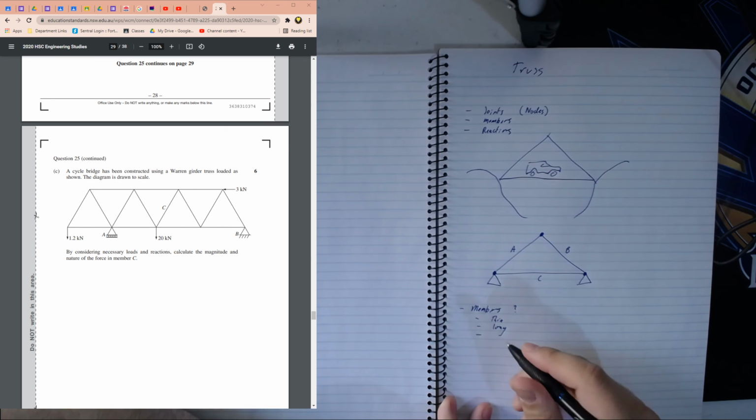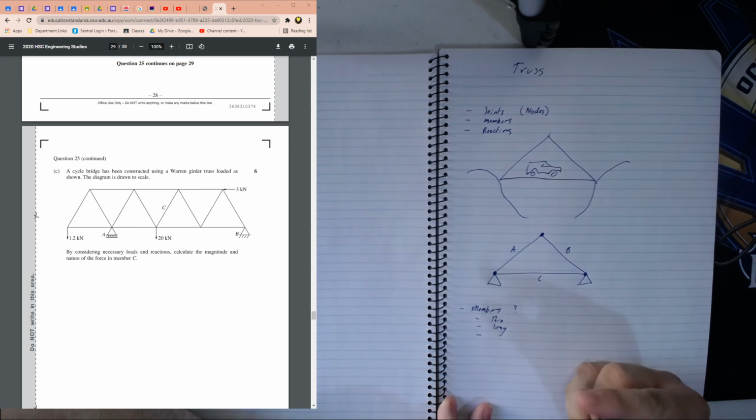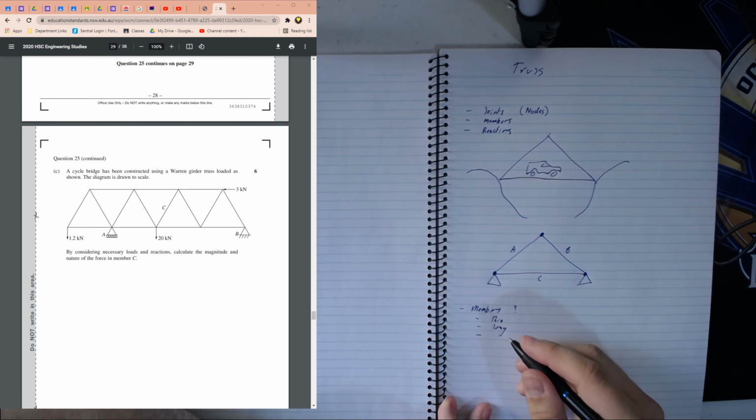Members also can only, what's the word I'm looking for? They can only translate force in the direction of the member.